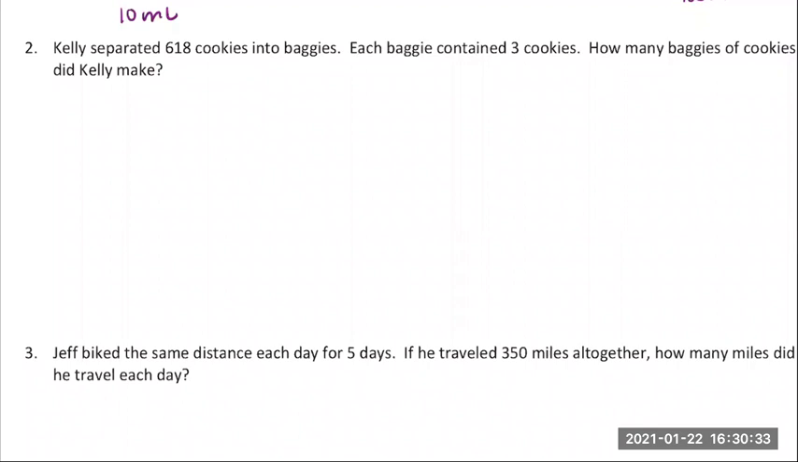So in this case, we got to think about it. We know we have cookies. We know we're dividing them into bags. So we can just do a long division problem. And that would probably be the easiest way to do it. Okay. Another way you can do it is by breaking it apart, right? We could do 618. So 18, we can easily do 3 cookies in each bag. We know that's going to be 6 bags.